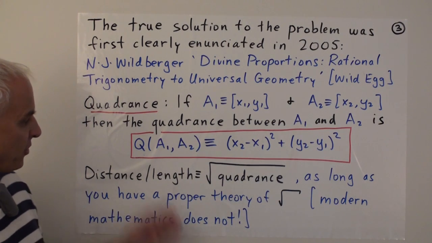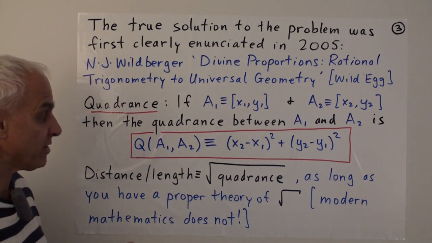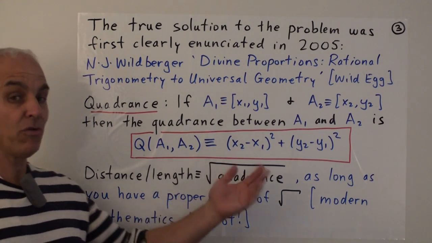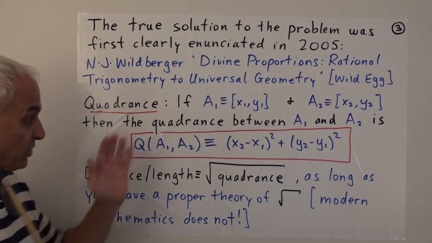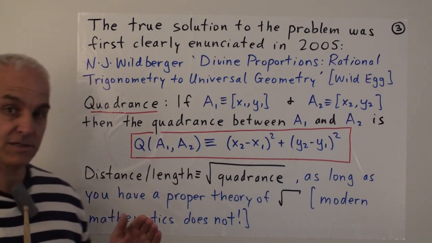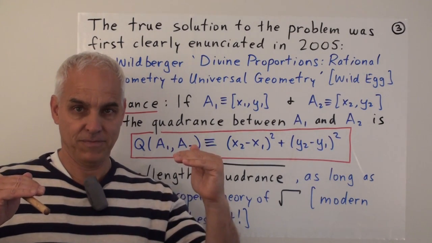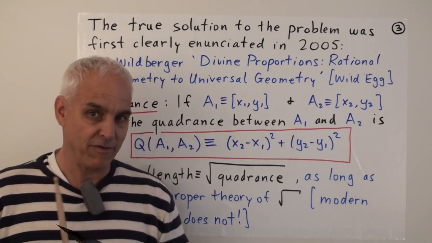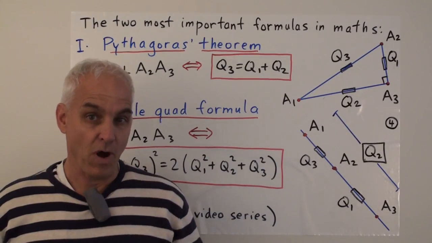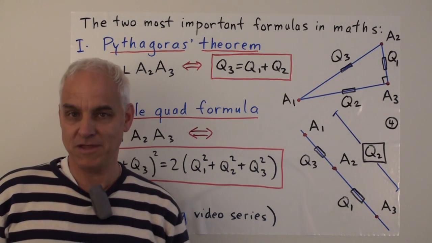In any case, the quadrance is algebraic, it's pleasant, and it's more general because it applies to more general fields. So in rational trigonometry, the quadrance is elevated to a primary quantity. Very, very good point of view to have. So with the notion of quadrance only, we can state the two most important formulas in mathematics.